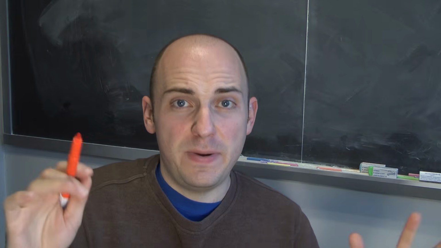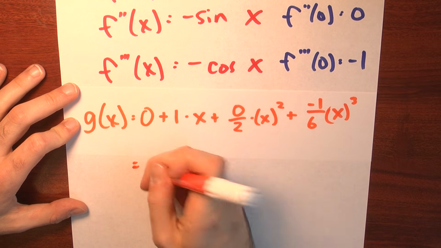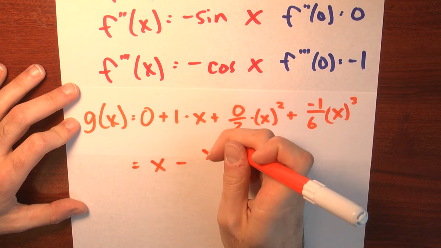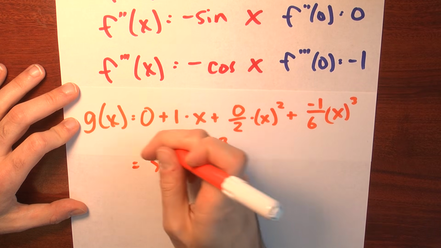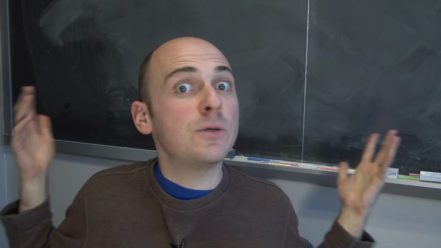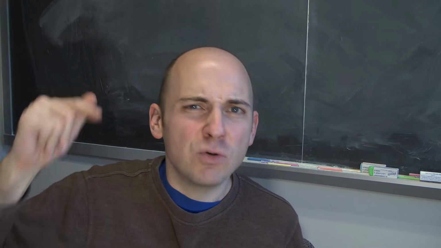I can simplify that a bit. Well, then I just get 0, I don't have to write that down, x, this is just 0 minus x cubed over 6. So there is my cubic polynomial. So this is pretty great. I've got this polynomial, and it's supposed to be a pretty good approximation to sine. Well, let's take a look at a graph of sine to get an idea of just how good of an approximation this polynomial really is.